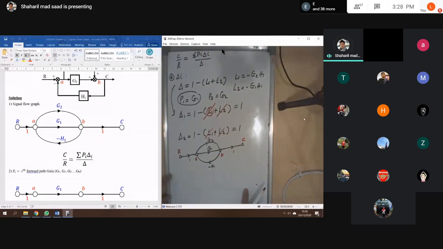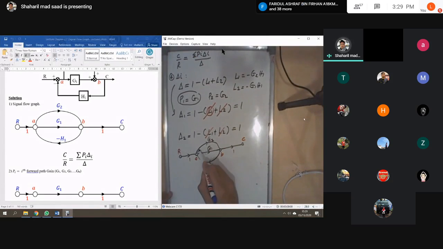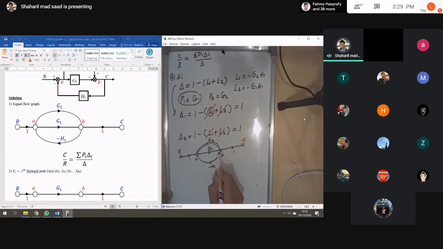Okay. So L1, the first one is L1, this one, right? The blue color one is L1. Then L1, it touches the forward path gain number 1, right? G1. Okay, it touches, kan?